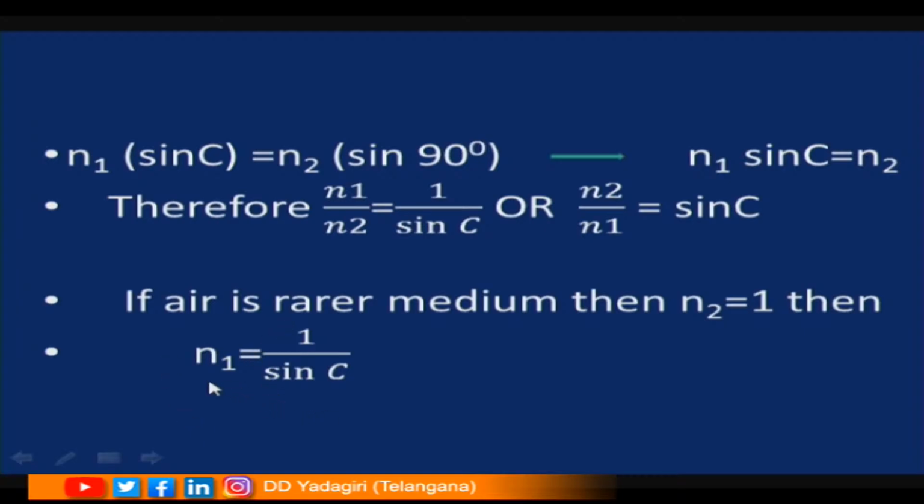Always, the refractive index is inversely proportional to the critical angle. If the refractive index of any medium is very high, the critical angle in that medium is very small. Let us see a small numerical based on the relation between refractive index and critical angle.